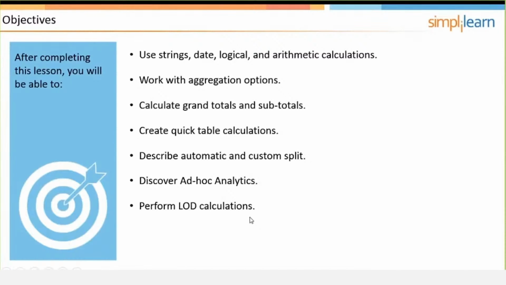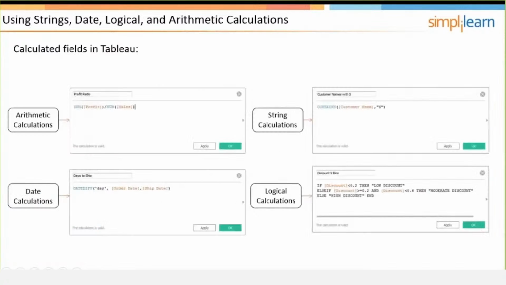Let us explore how Tableau provides various built-in functions wherein we can use a calculated field and create an arithmetic calculation. We saw an example in our earlier demonstrations where I created a profit margin or profit ratio. When you want to create the profit ratio, we use the sum of profit divided by sum of sales. So that's how we created an arithmetic calculation.